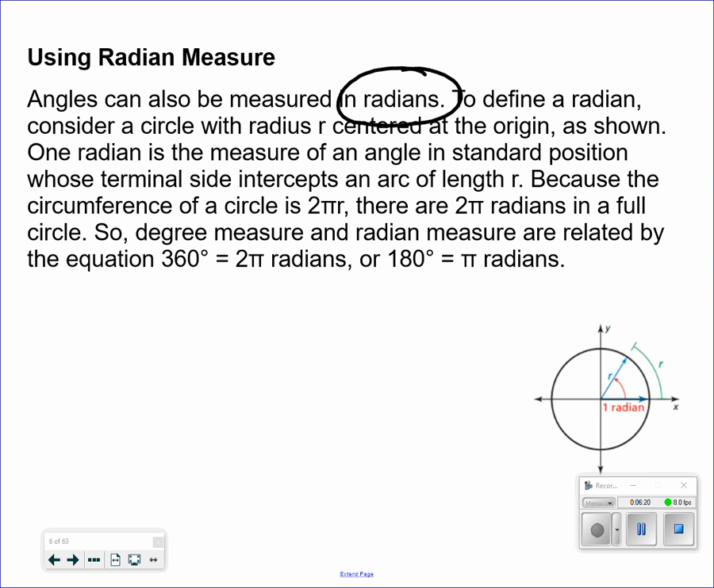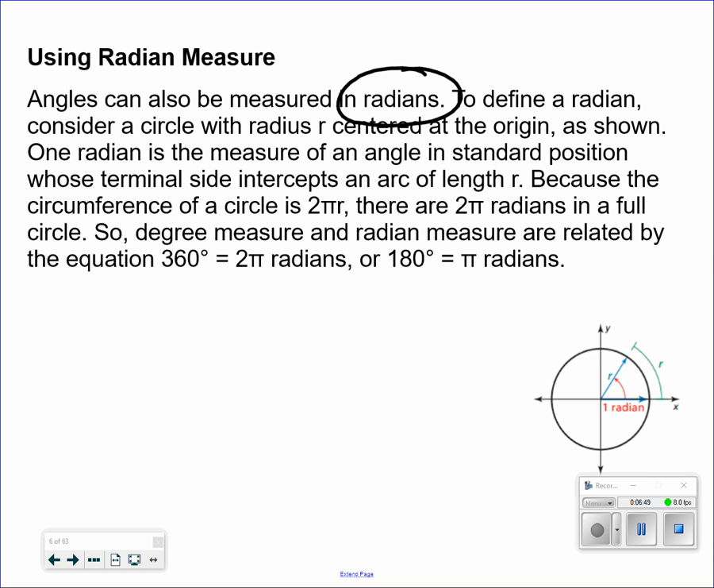To define a radian, consider a circle with a radius r centered at the origin, as shown. 1 radian is the measure of an angle in its standard position whose terminal side intercepts an arc of length r. This is actually considered 1 radian. If I went r along the circle, and r for a radius, that is considered 1 radian, that angle measure. Do not worry about actually calculating what 1 radian actually is.